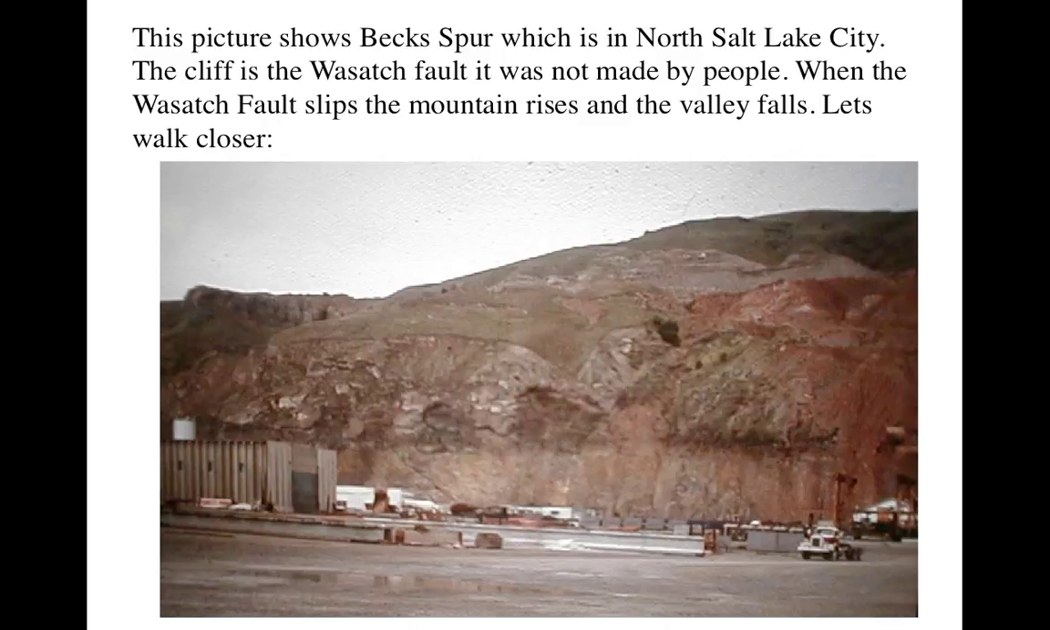The cliff is the Wasatch Fault, and it was not made by people. So this cliff right here, it's not cut away by people. Up here, this one was because it's a gravel pit. Down here, people didn't cut this one away. When the Wasatch Fault slips, the mountains rise, and the valley where most of Salt Lake is falls. Okay, we're going to get a little closer here.